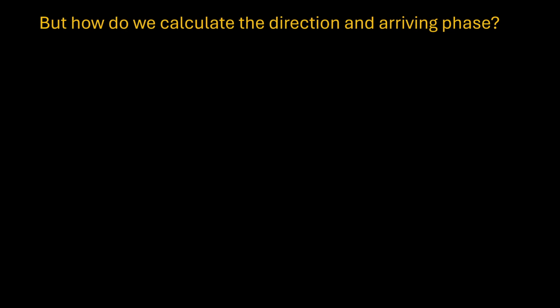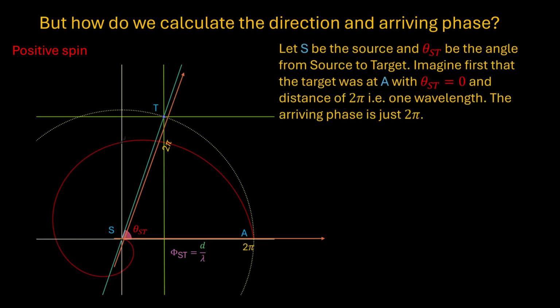First, let's look at positive spin, that is, spin in the anti-clockwise direction. In this figure, we show a source FR positioned at S and 2 target FRs, the first at A and the second at T. To keep things simple, we make the distance of each target from the source exactly 1 wavelength. That is, both A and T sit on the dotted circle.